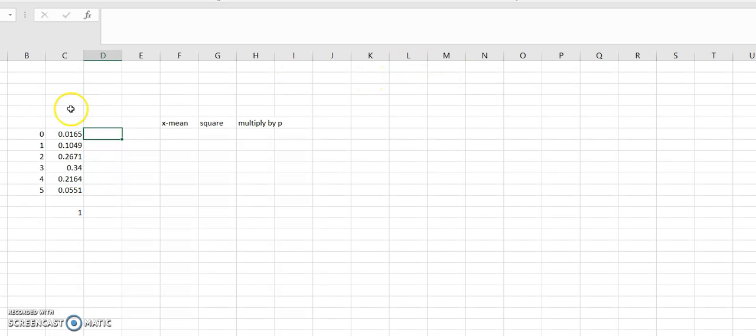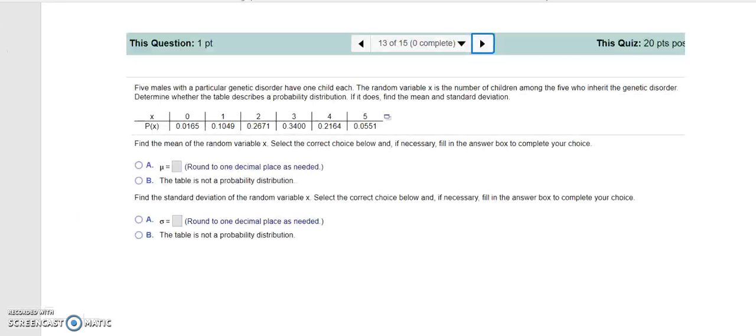Since we have the x and the p of x, we can actually find the expected value easily, and that will be equal to the mean. So here you can multiply each row, the x and its probability, and drop this down, and the sum of these would give us the expected value. So this is the expected value, which is also the mean. You can type that into this box. Again, you may have a different table. Make sure you put the numbers right and do the calculations and find the mean.